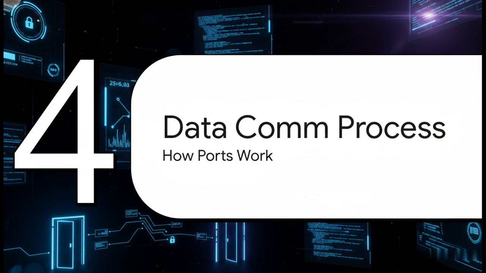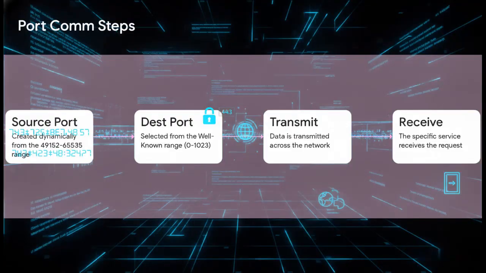Next up, Section 4, the data communication process, or simply how ports actually work. If we literally follow a single packet from its source to its destination, here's how the flow actually works. First, when your device sends data, it temporarily assigns itself a source port, basically picking a random number from that high dynamic range we talked about. Step 2, it selects the destination port on the server it wants to talk to, like picking the well-known port 443 for a secure website. Step 3, the data is transmitted across the network. And finally, Step 4, the specific service on the receiving server takes in the request through that exact door.